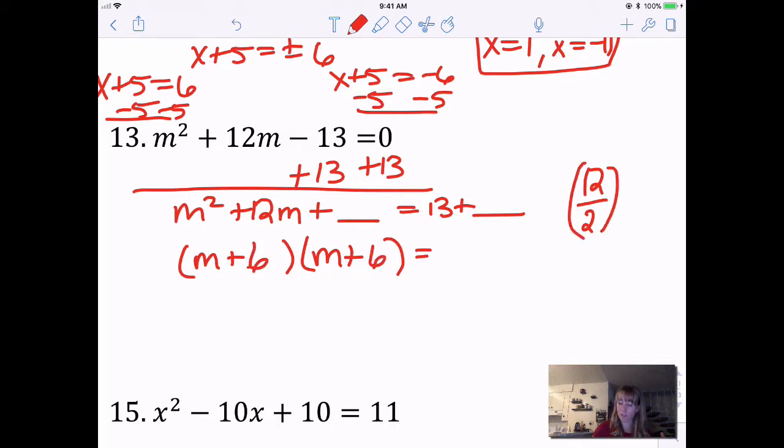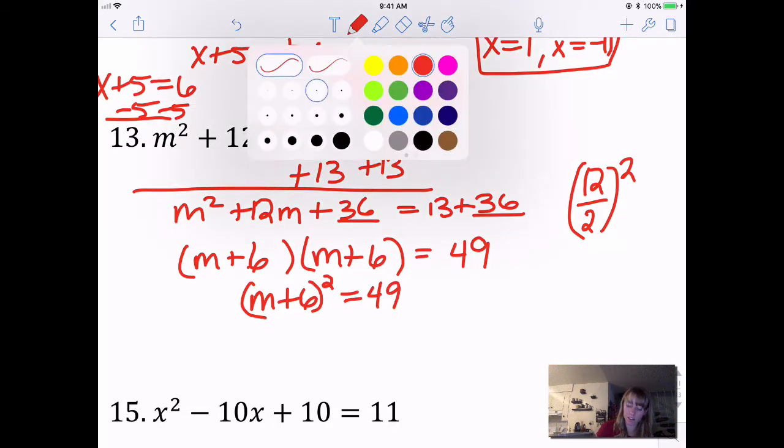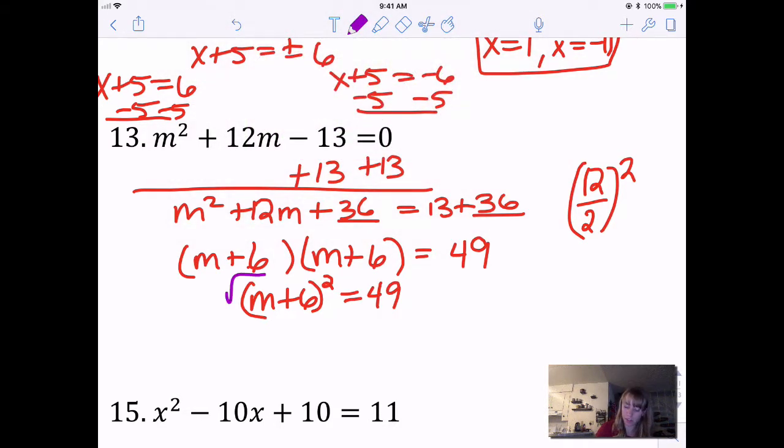But then to find what goes in the blank, I have to square it. So I get 6 times 6 is 36. And 13 plus 36 is 49. So the completing the square is m plus 6. Now it is something squared is equal to 49. Take a square root of both sides. Square roots and squares cancel.